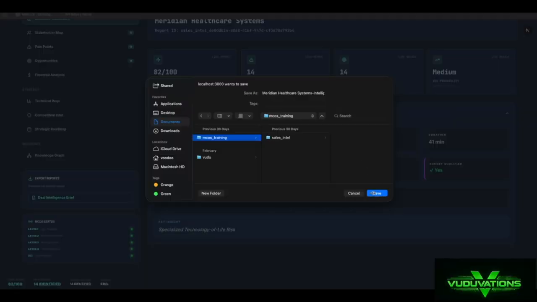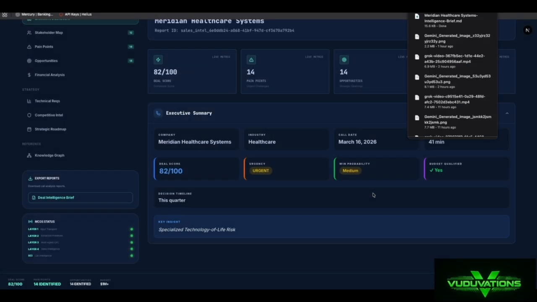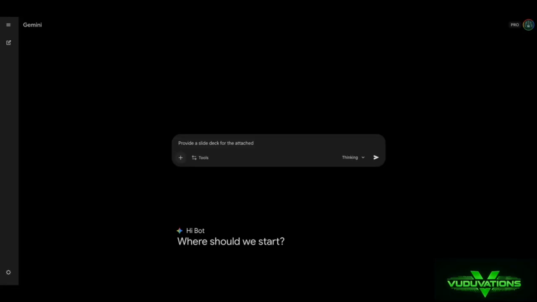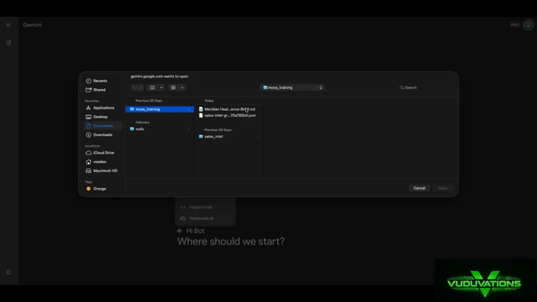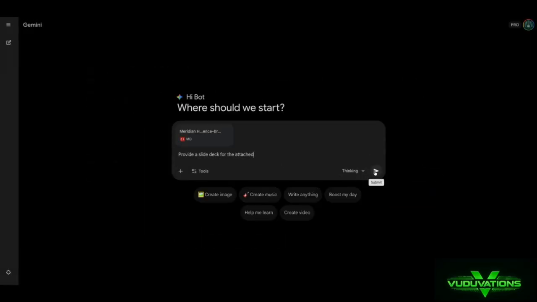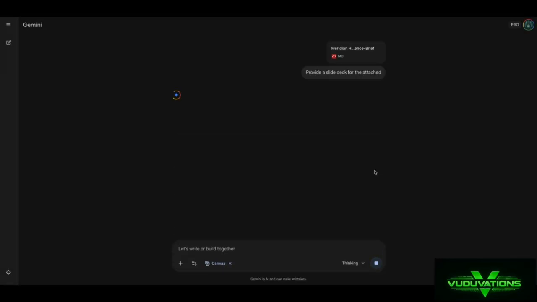When you hit the brief button, your browser instantly downloads a structured markdown file. No server delays, just boom, it's there. It has your complete deal analysis, executive summaries, stakeholder sentiments, financials, the whole shebang.